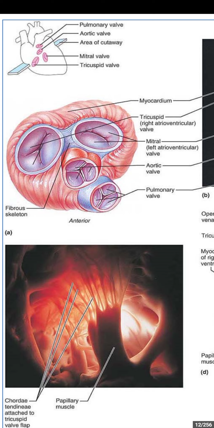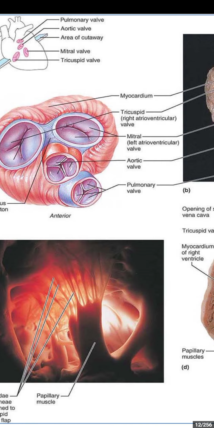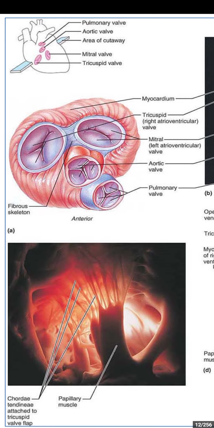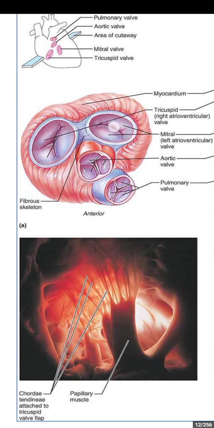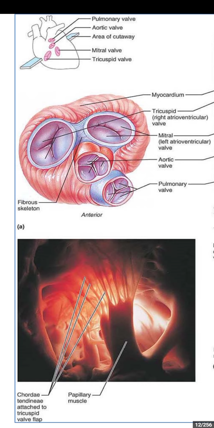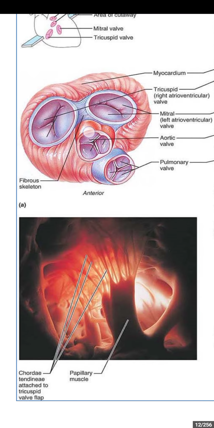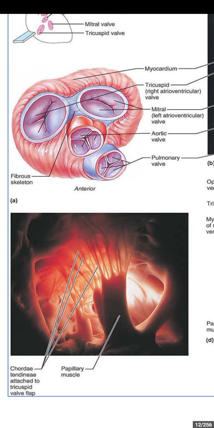From the left ventricle, the blood flows into the aorta, and from the right ventricle, the blood flows through the pulmonary valve. This is an anterior view of the valves, and you can understand how the valves are situated. This is the mitral valve, this is the tricuspid valve, this is the aortic valve, and this is the pulmonary valve.